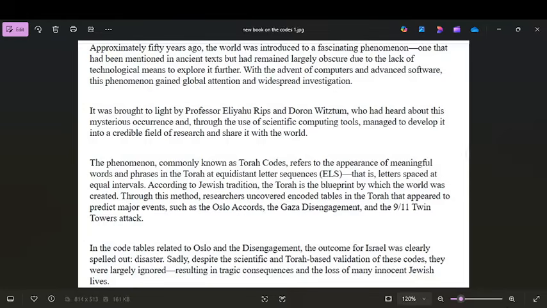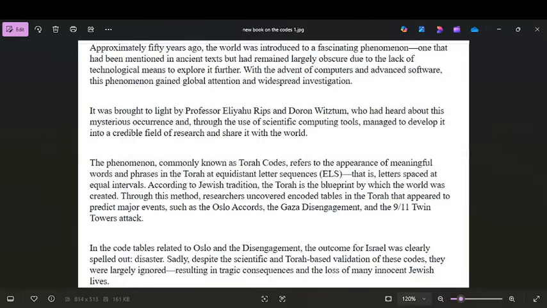approximately 50 years ago, the world was introduced to a fascinating phenomenon, one that had been mentioned in ancient texts but had remained largely obscure due to the lack of technological means to explore it further. With the advent of computers and advanced software, this phenomenon gained global attention and widespread investigation.